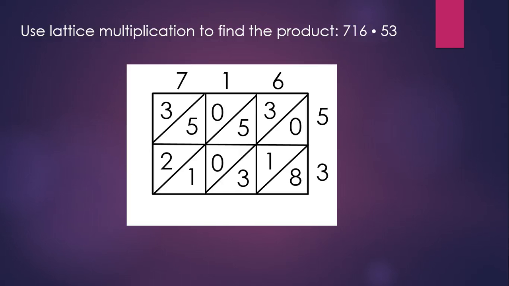If we add in each of the diagonals, we're adding digits that have the same place value. And the number that we read around the left and bottom represents the product, which is 37,948.